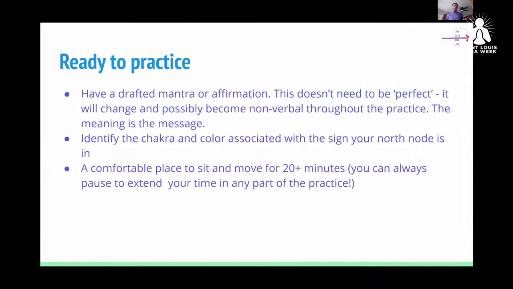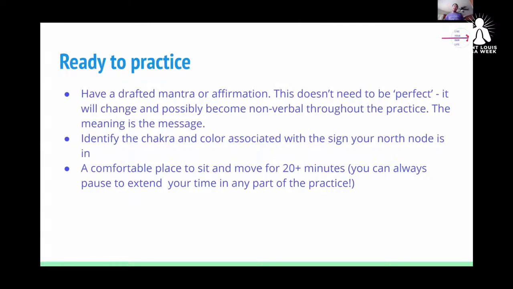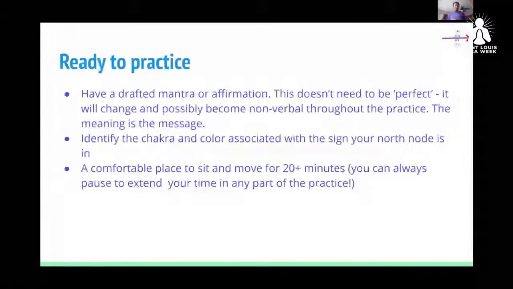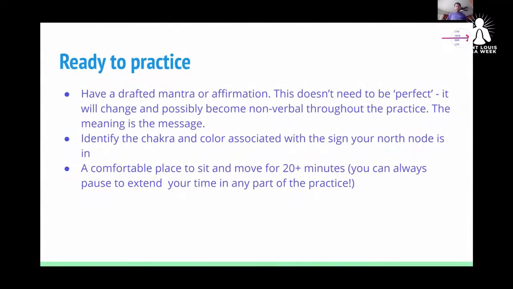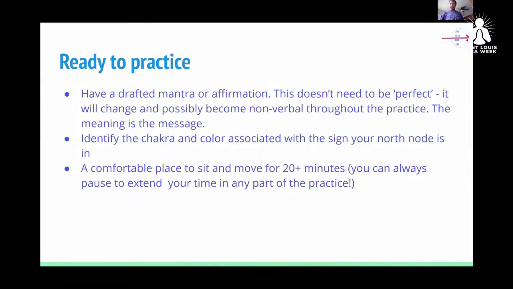The only other thing you'll need is a comfortable place to sit and move for probably about 20 minutes. And again, you can pause whenever you'd like if you want to spend more time in a particular part of the practice, or you can listen through the piece and then practice afterwards. Your call. This will be available online for you to revisit whenever. And with that, I'm going to transition spaces so that we can sit down for our meditation and movement.